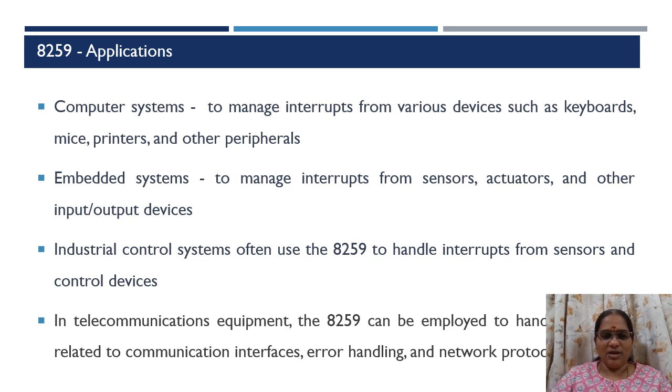So this is the Programmable Interrupt Controller, the 8259. It has plenty of applications in different sectors like computer systems, embedded systems, industrial control, and telecommunications. In our day-to-day life, we make use of the interrupt controller in handling the services of the microprocessor, or it can be a microcontroller also.